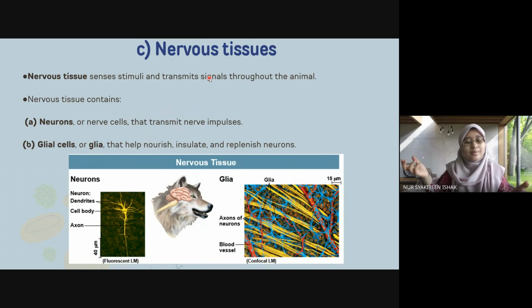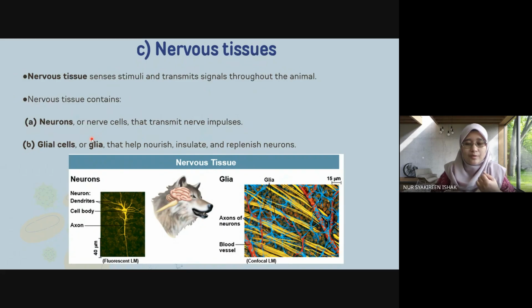The target cells can be your muscle, causing your muscle to contract, or the target cell can be a gland, causing the gland to secrete its secretions such as hormones or enzymes. So nervous tissue contains neurons, or nerve cells, that transmit electrical impulses. Another type of cell that is part of the nervous tissue is the glial cells, or glia. The function of glial cells is to support the neurons.